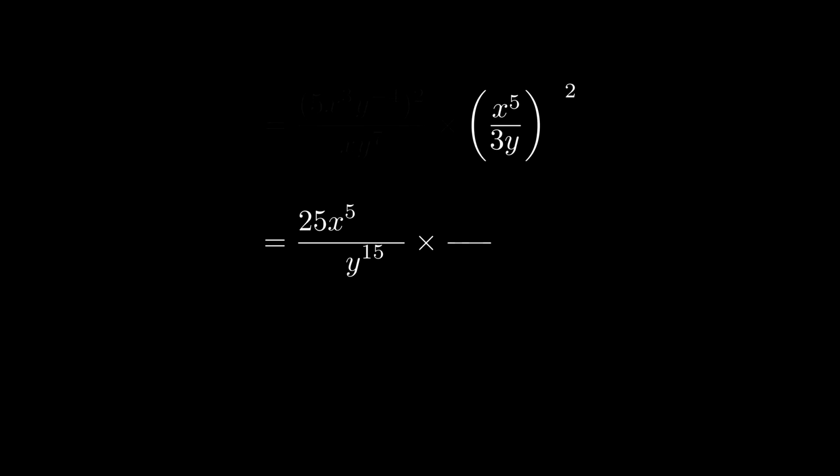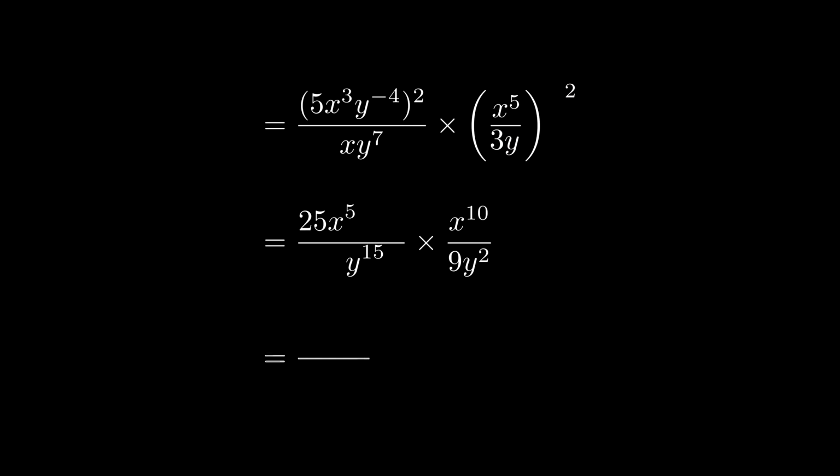So now we have to hit everything inside the bracket with a power of 2. The power of x we get must again be 5 times 2, which is 10. The number 3 by itself gets hit by the square as well, and that gives us 9. Then finally, y by itself gets hit by the square, giving us y squared.